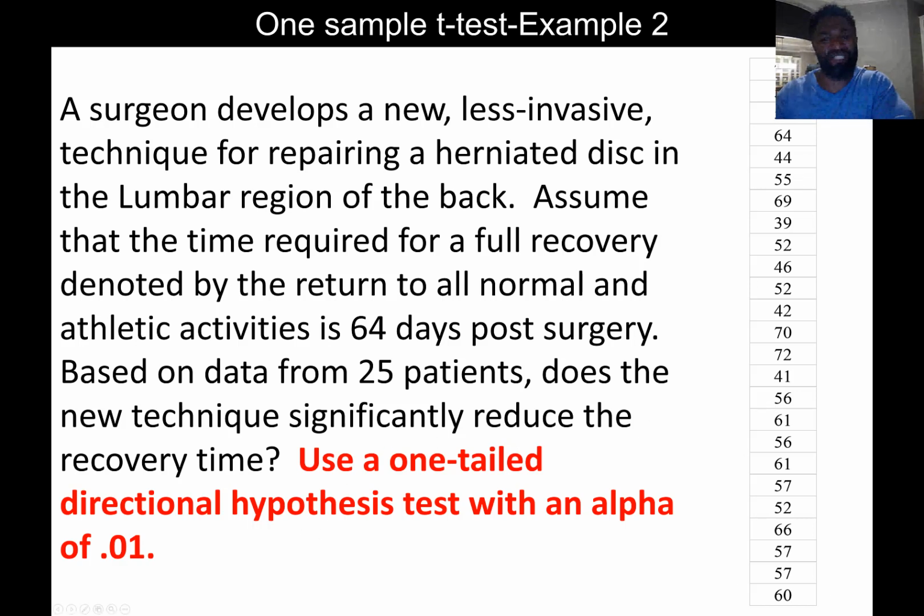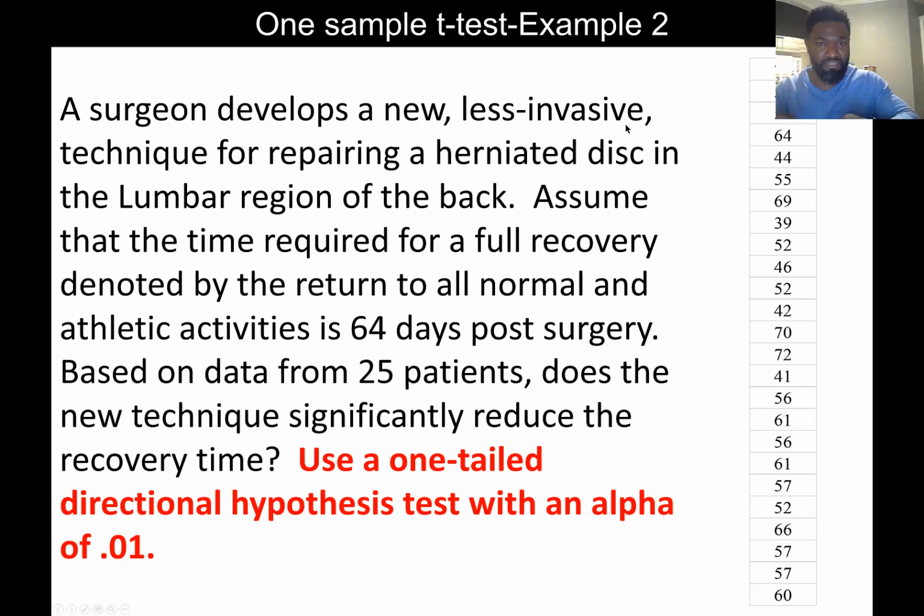So based on the data from these 25 people, does the new technique significantly reduce the recovery time? Okay. And so again, for this particular example, we're going to do a one-tail test, and it makes sense to do a one-tail test here too, right? We don't think that this new surgery should make it harder for people to recover, right?